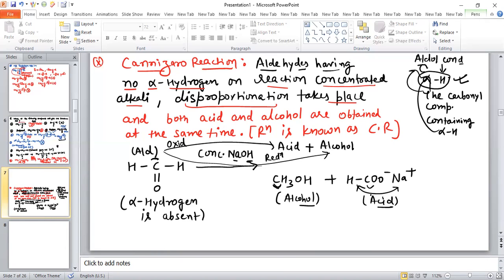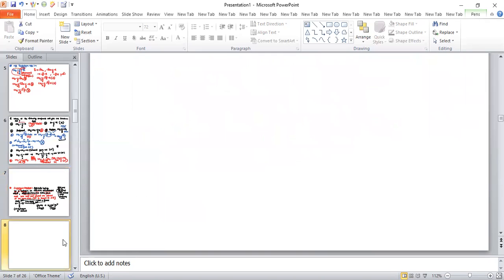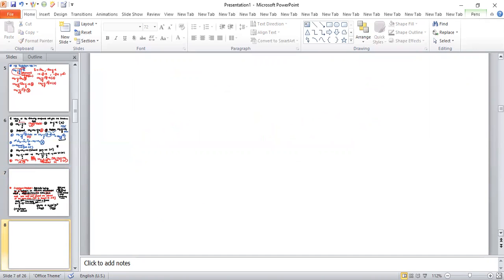Now we will discuss the mechanism of this reaction. What is basically the mechanism of this reaction?